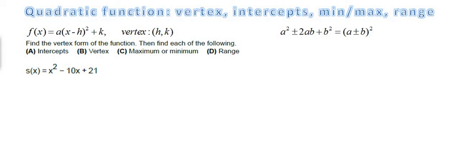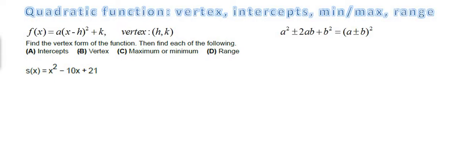Today I'm gonna talk about the vertex form of a quadratic function. The vertex form of a quadratic function can be defined as f(x) equals a times (x minus h) squared plus k. From this vertex form, we can tell the vertex is (h, k). Now let's take a look at the following example.